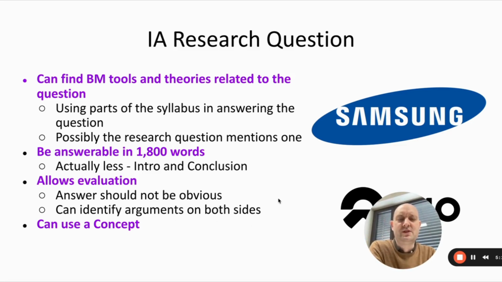So if your question was something like, has the iPhone been successful for Apple? Well, the answer is pretty obvious. It's been very successful for them. So it probably wouldn't work because it's difficult to find arguments why it's not been successful. And so you want to come up with something better than that. And it can use a concept. One of the concepts we talked about in the previous video: change, creativity, ethics, and sustainability.